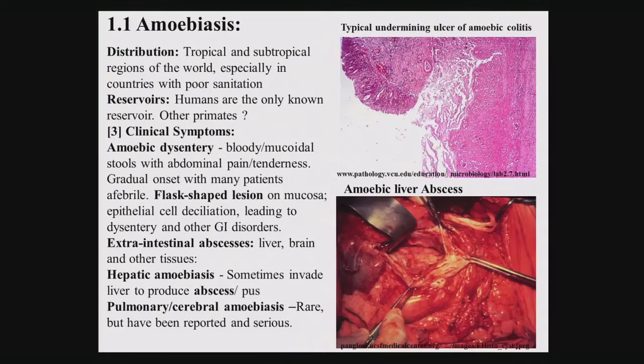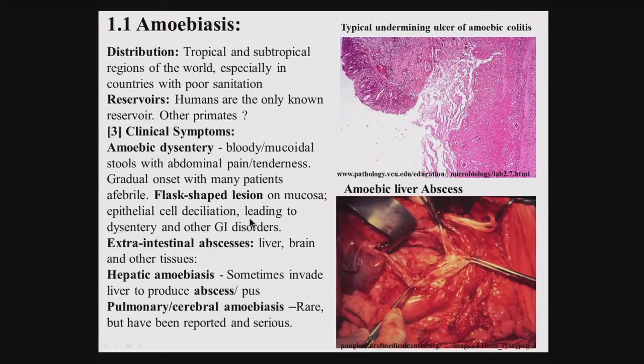So the general distribution is mainly in the tropical, subtropical areas. If you visit Mexico or other developing countries, you need to pay attention because the spread of this disease is common. And reservoir animals are always important. In this case, other primates may be a reservoir, but it's not sure. The infection mainly occurs in humans.